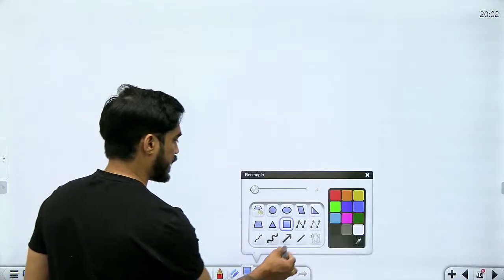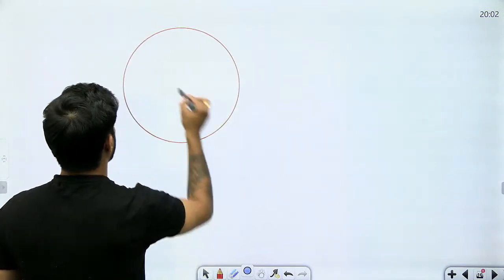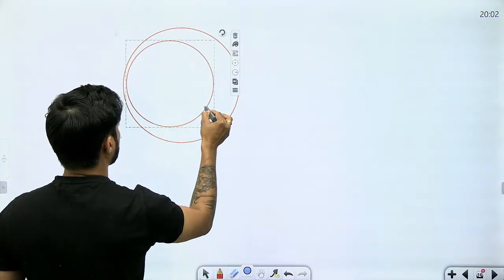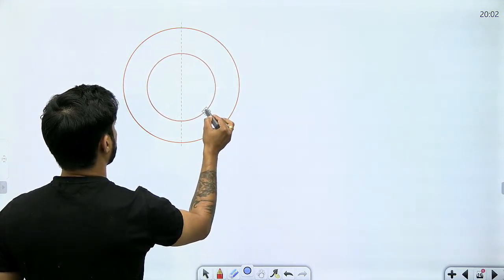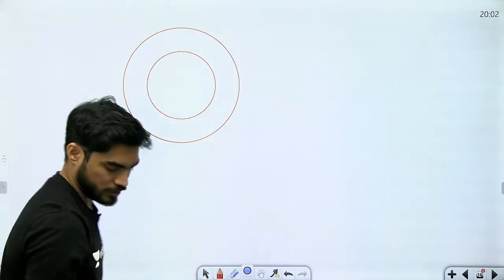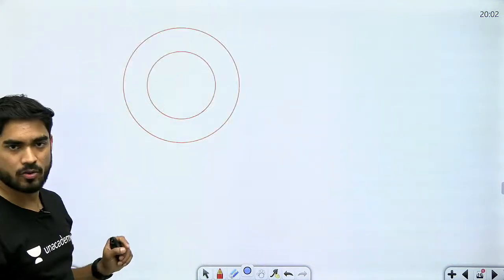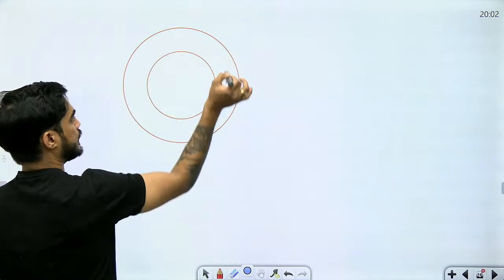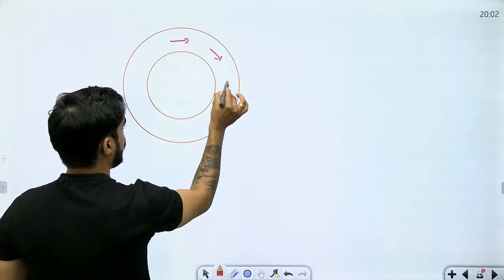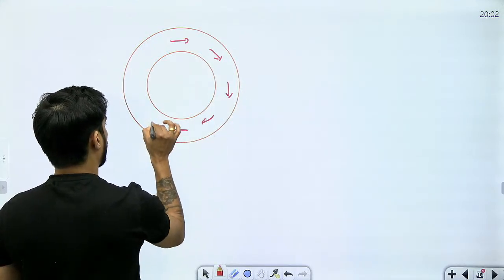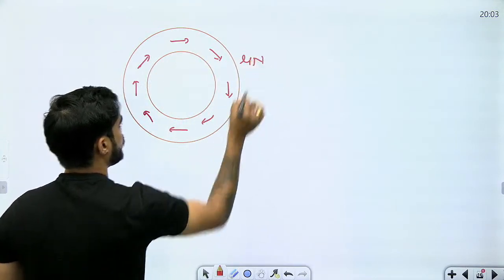Understand beta, this will be a circular plate. Let's for example consider that it is a circular plate, like this. So this was the side view, and this is the front view. Normal force is acting like this and friction force is acting like this. What is this I am drawing? I am drawing the friction force mu N.